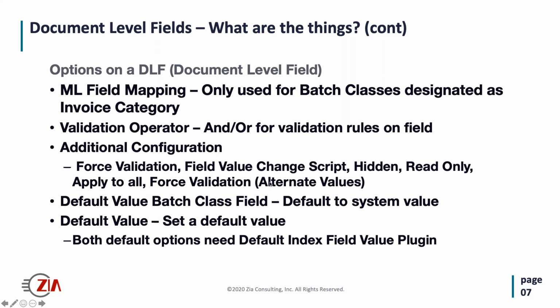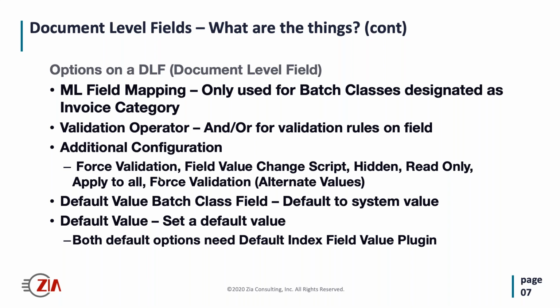The ML field mapping is only used for batch classes designated as an invoice category. Going back to, I think it was 2019.1, or it might have been 4 or 5, they started introducing these algorithms for ML detection. They're not used anymore. I don't know anybody that's actually using these in production, but if anybody is, I'd love to hear from you. Just post on that question. Most things have moved over to Semantik, and they're talking about taking some of those algorithms and moving them back inside of Ephesoft Transact. So I think that this is going to be deprecated at some time.